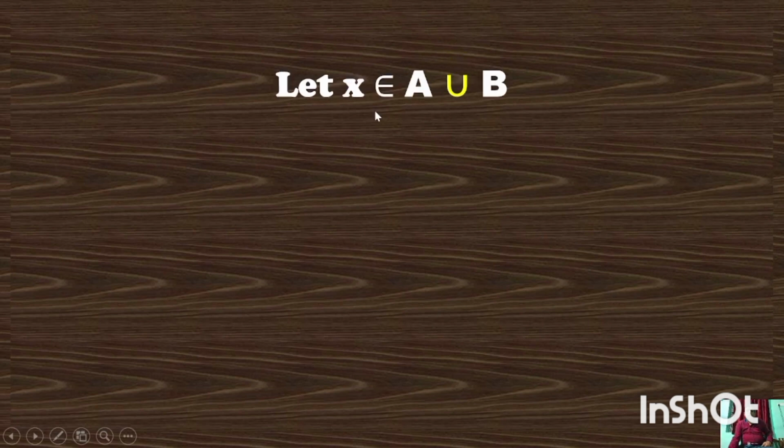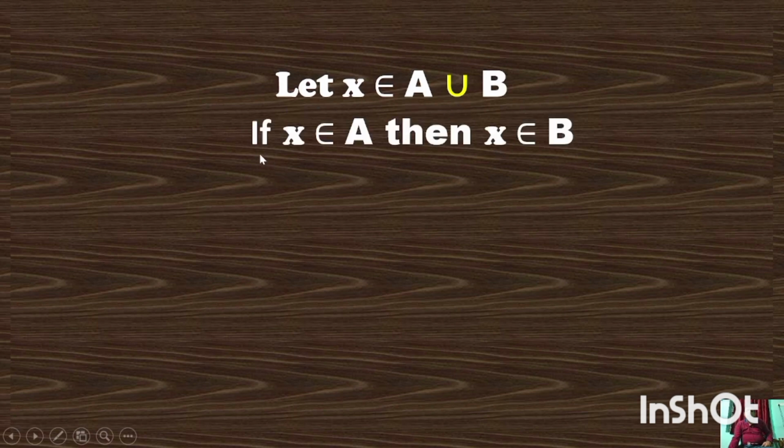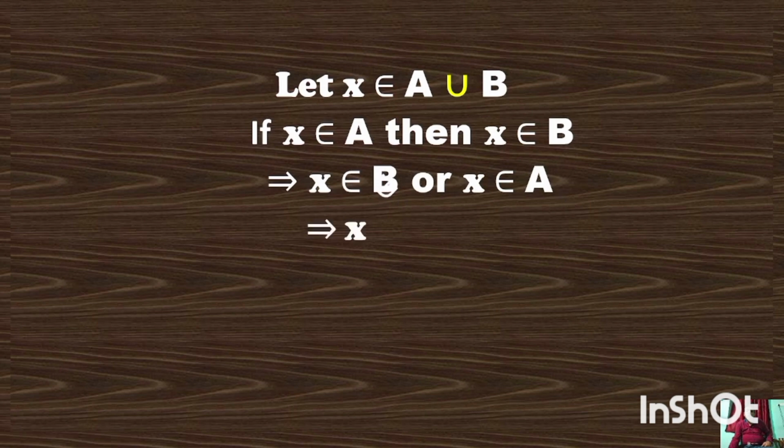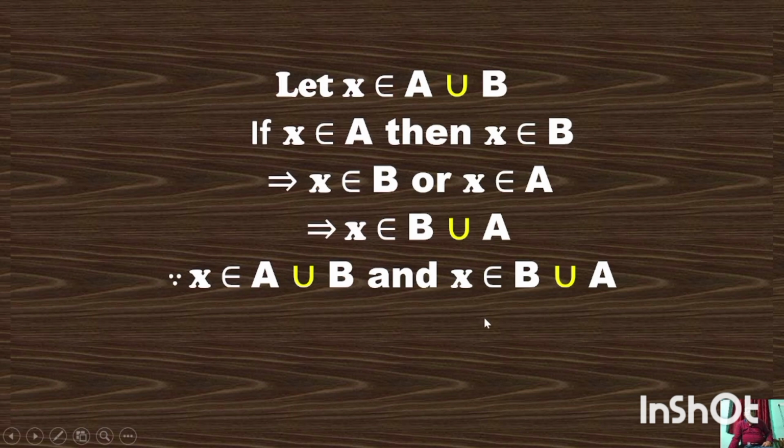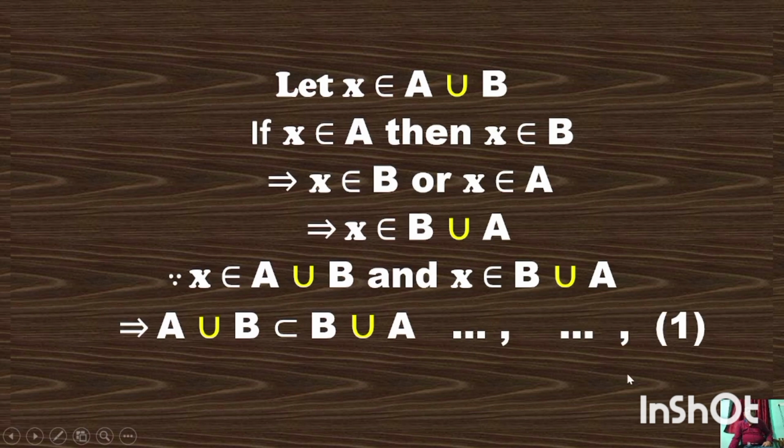Suppose X belongs to A union B. If X belongs to A, then X belongs to B or X belongs to A, we can write. Understand? Then X belongs to B union A. It means if X belongs to A union B, then X belongs to B union A. It means A union B is a subset of B union A.